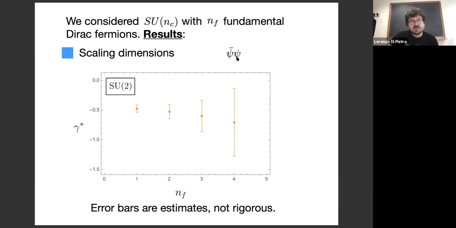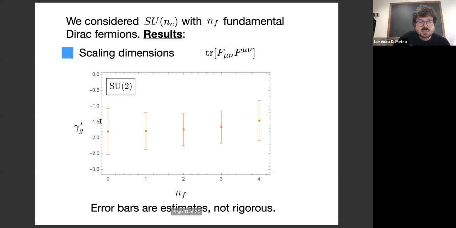And similarly, in the theory with fermions, we also considered the scaling dimension of the fermion bilinear. Here the error bars are rather large, unfortunately, but one comment that I wanted to make is that this anomalous dimension is of order 1, so it's rather large. And so, if you want, you can take it as a measure of the fact that this CFT appears to be rather strongly coupled.